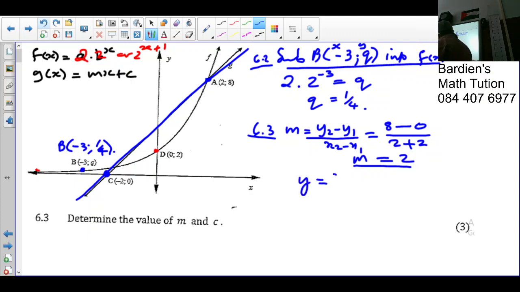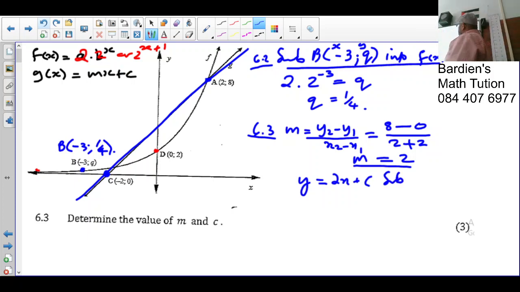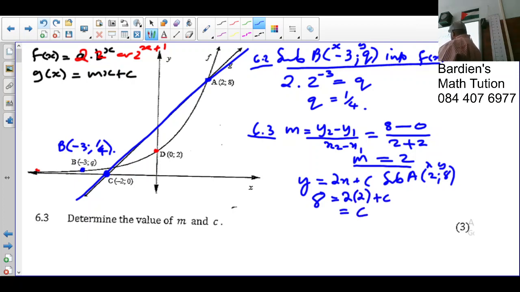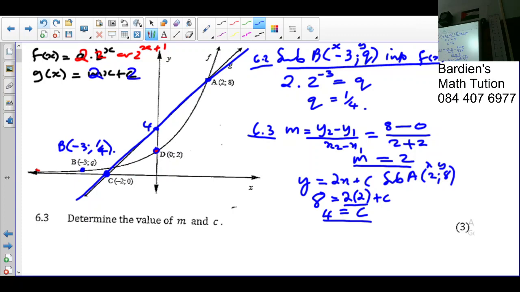And what is my corresponding y value? We've got now y is equal to 2x plus c. I substitute one of the 2 points that's lying on this graph, which in this case is A, 2 and 8. So 8 is equal to 2 times 2 plus c. What's 2 times 2? 4. 8 minus 4? 4. Doesn't make sense, people? So this is my c value. So y is equal to 2x plus 4. Any confusion here? You with me?